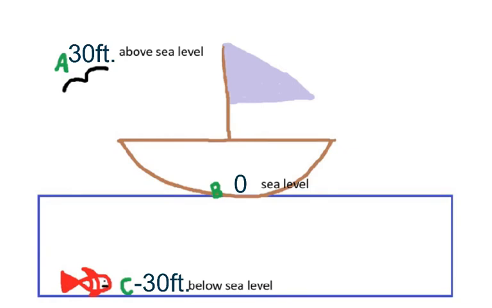All right, check and see if you put the numbers at the correct spots. A is above sea level, so that's going to be positive 30 feet. B is at sea level, so that is 0. And C is below sea level, so that would be negative 30 feet.